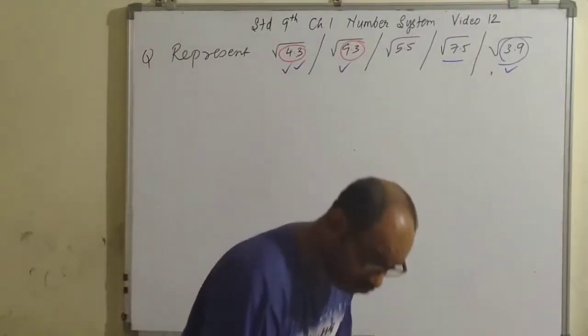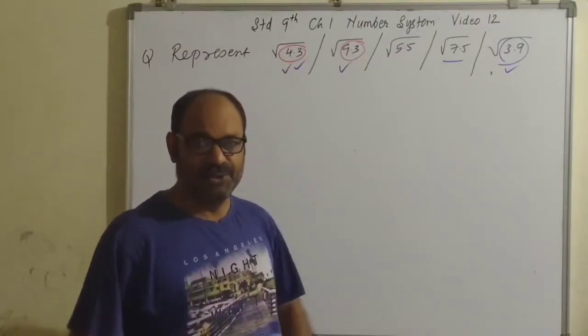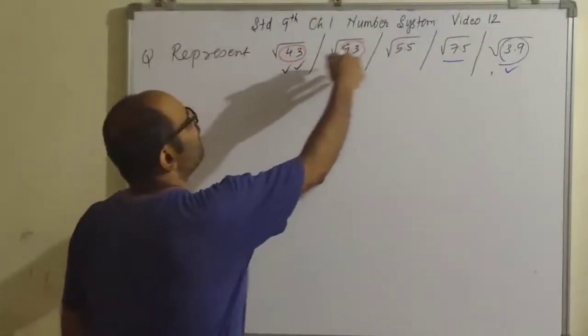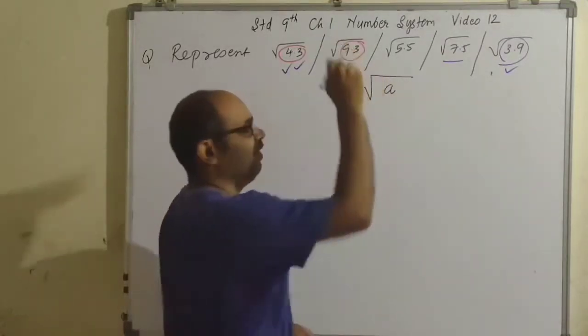Alright? Now children, the most difficult part we are going to deal with. Instead of saying these separately, in its place, square root of a.